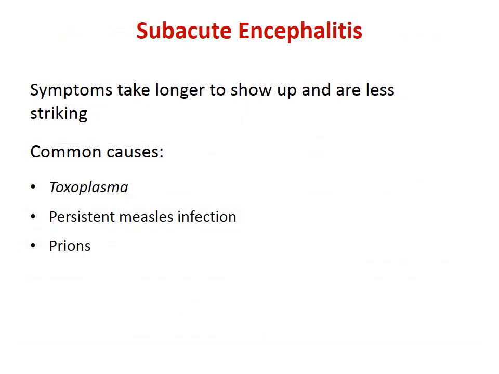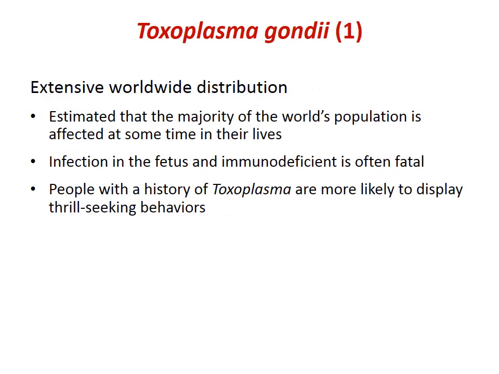So let's move on to subacute encephalitis, meaning that symptoms take longer to show up and are less striking. The common causes here include toxoplasmosis, persistent measles, which we won't talk much about, but also prions. So let's talk about Toxoplasma gondii. This is going to be a very commonly seen pathogen around the world. We do see a significant amount of people being exposed at some point during their life, but really the concern comes whenever a baby is developing, so during fetal growth. The idea here is that toxoplasmosis can actually then cause damage to the fetus that could result in the loss of the fetus.